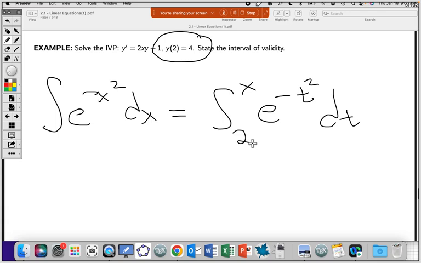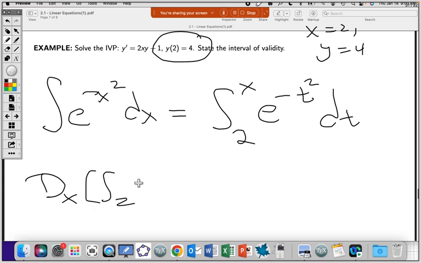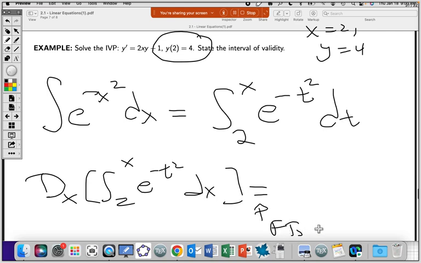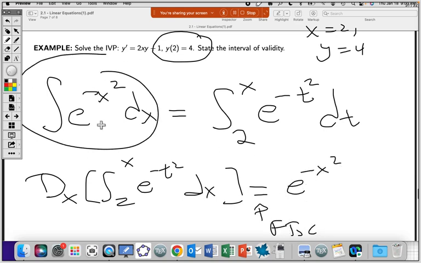Or rather t equals 2. Why? Because that's our initial condition. So when x is 2, y is 4. So if you think about, going back to Calc 1 now, the derivative of a function like this, courtesy of the fundamental theorem of calculus, is just going to be e to the minus x squared. That's exactly what we're trying to get here.